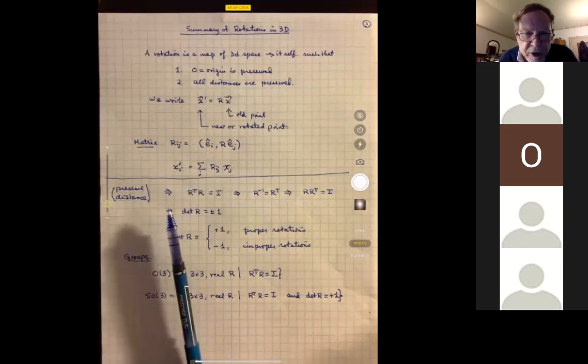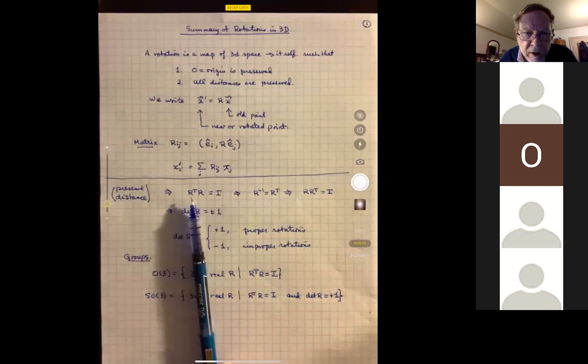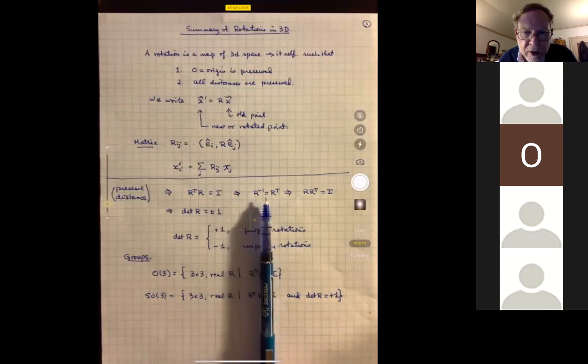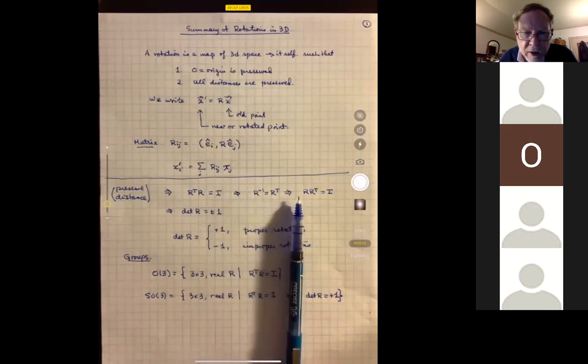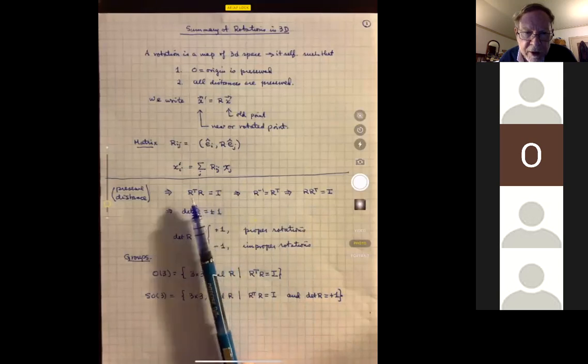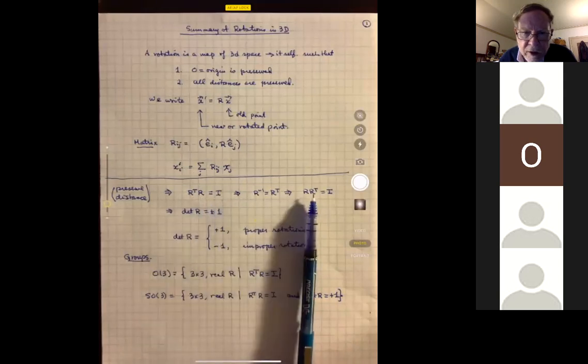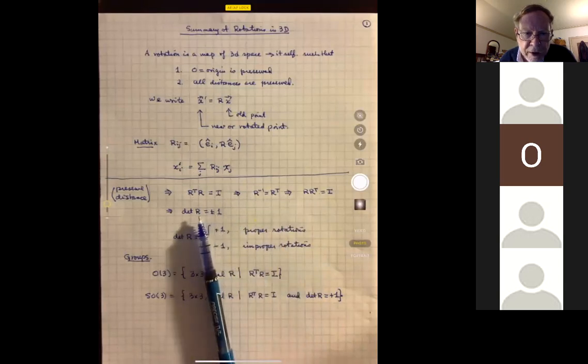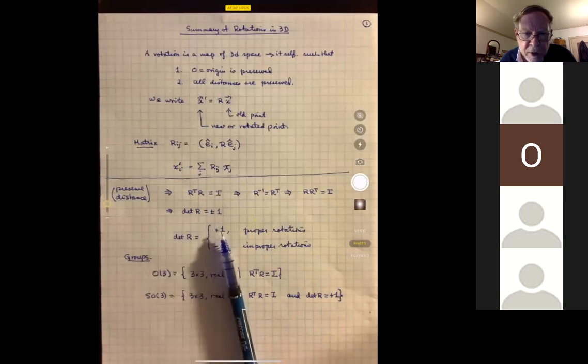The fact that the rotations preserve distance implies that R transpose R, now speaking of the matrix, is the identity, which implies that R inverse is R transpose. And it also implies that R times R transpose, that is to say, in the reverse order of what's over here, is also equal to the identity. These facts in turn imply that the determinant of R is either plus or minus 1. And if the determinant of R is plus 1, we speak of a proper rotation. And if it's minus 1, we have an improper rotation.